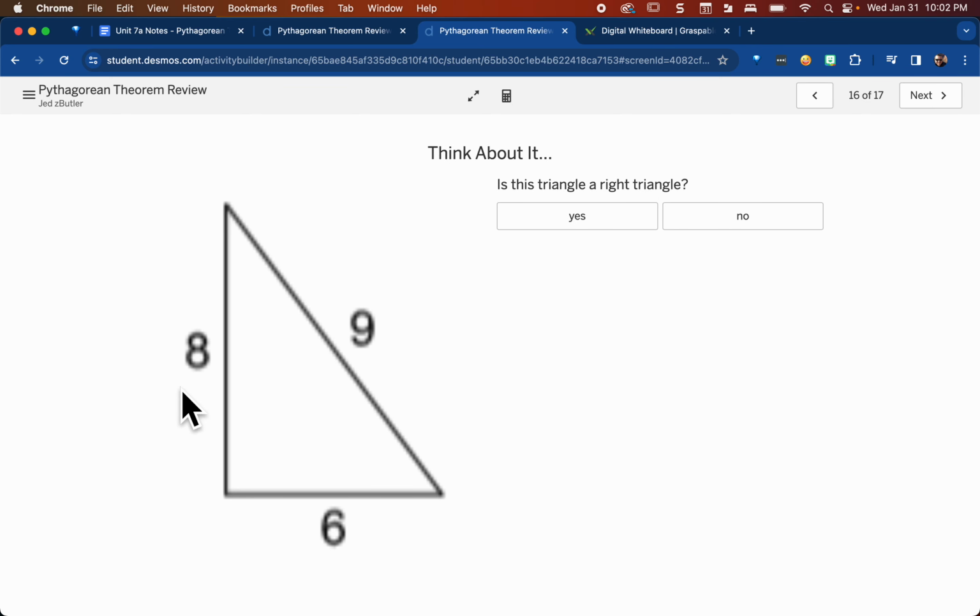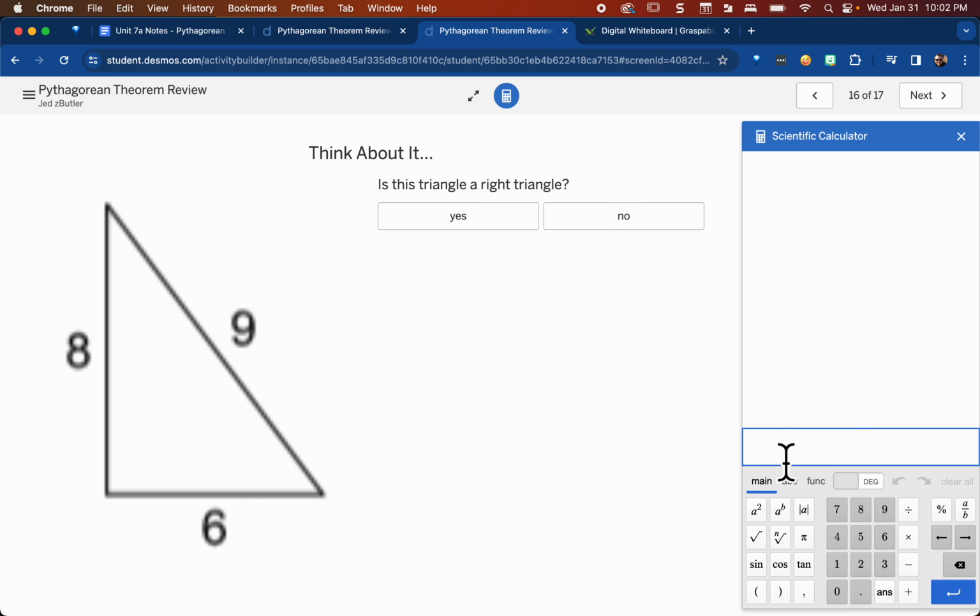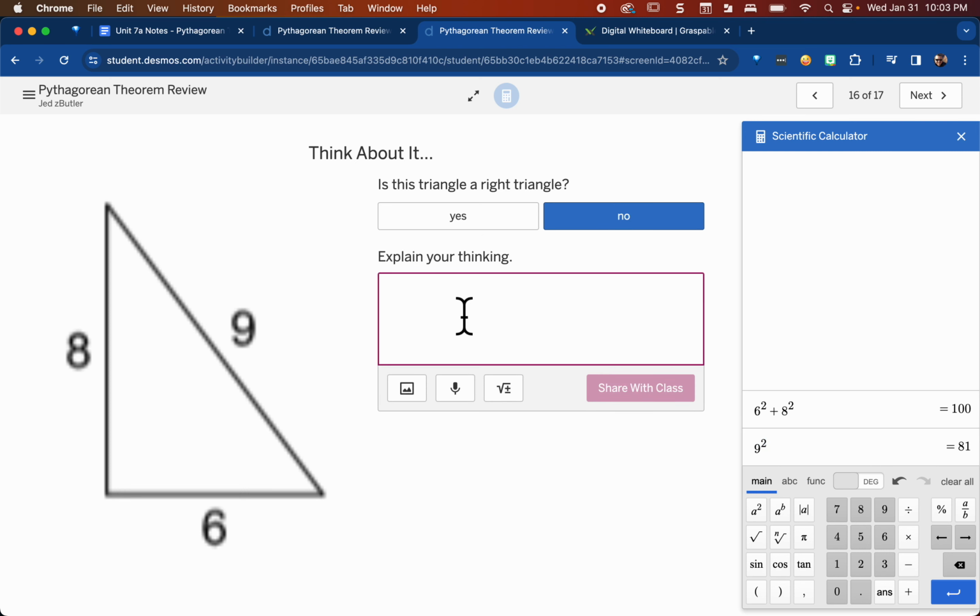All right, now this one here, my question is, is it a right triangle? Well, let's check. I'm going to check the two smaller numbers and make them into squares. 6 squared plus 8 squared, so that's 100. And 9 squared is 81. So those two should have added up to the other square, but they don't. So no.